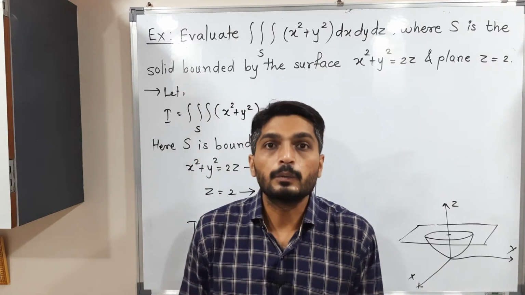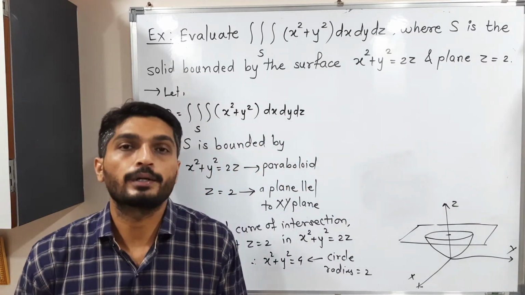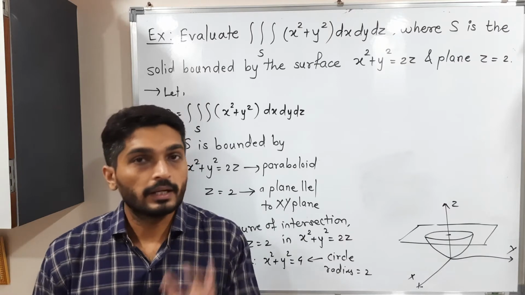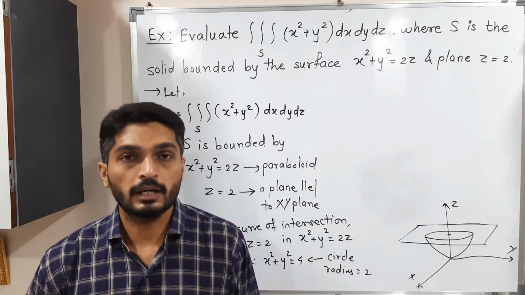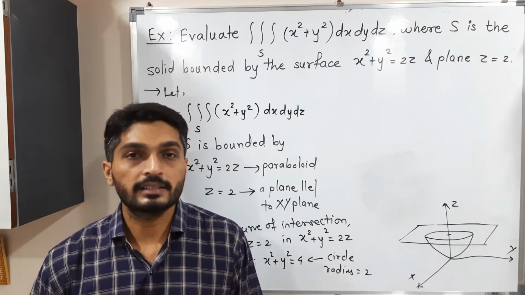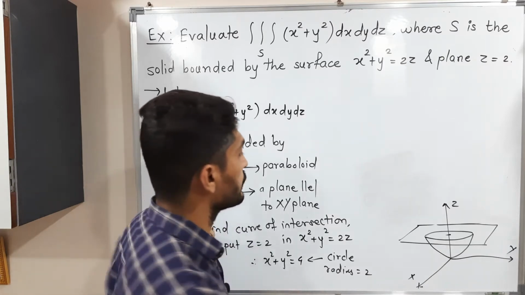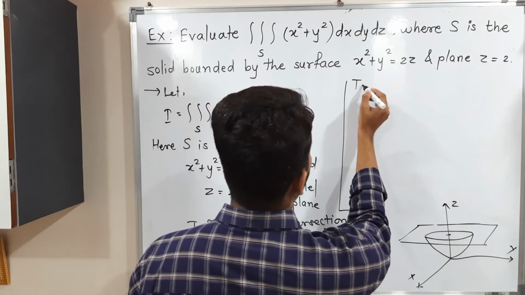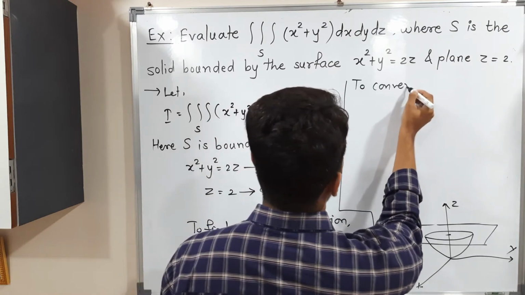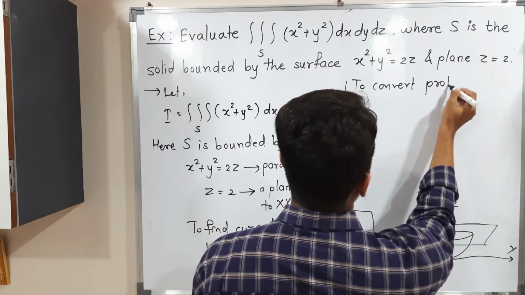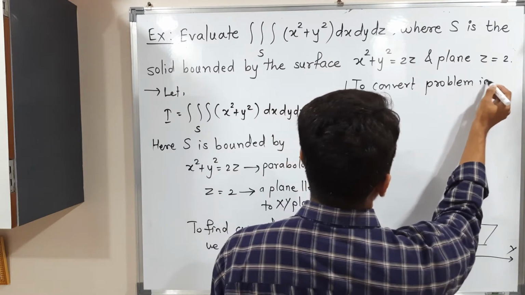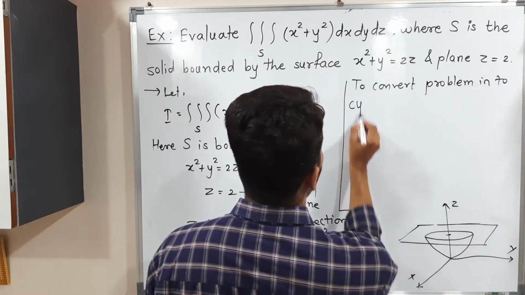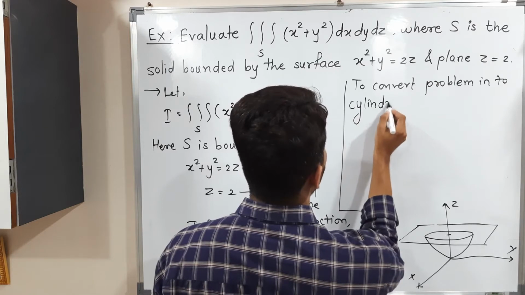Now I will convert the problem into the cylindrical coordinate system. For that I need to put x is equal to r cos theta, y is equal to r sin theta, and z is equal to z. So let us do that. I will mention here, to convert the problem into the cylindrical coordinate system.